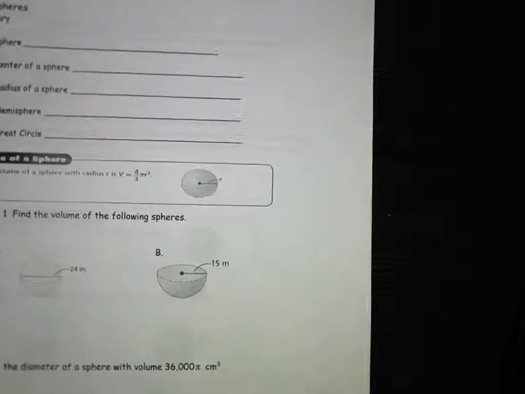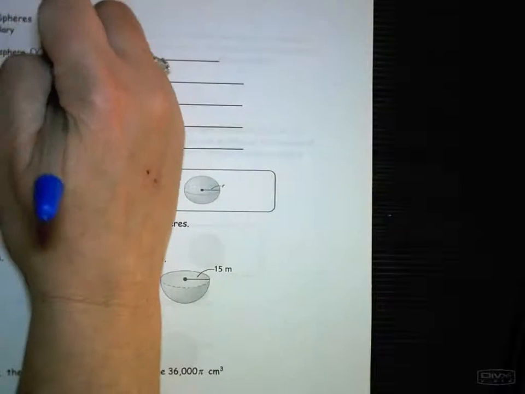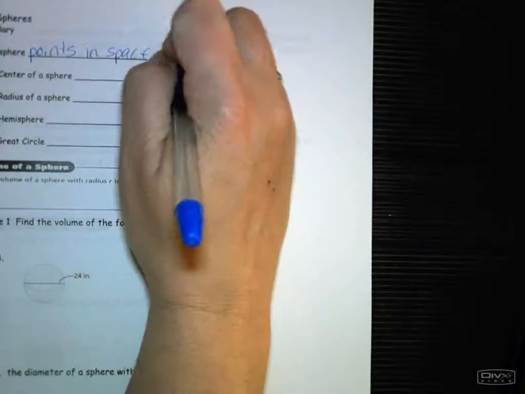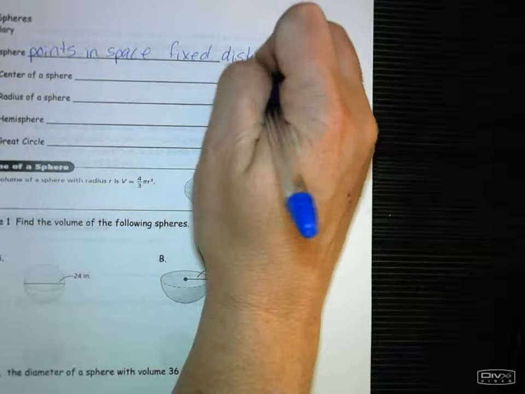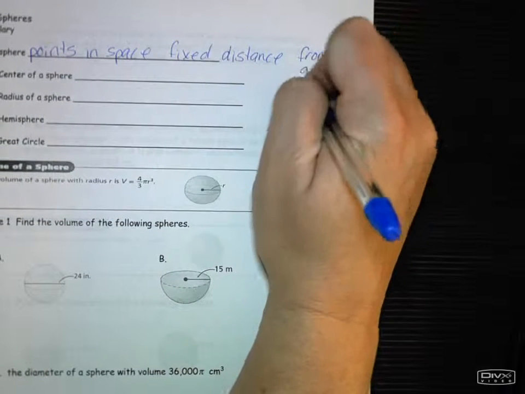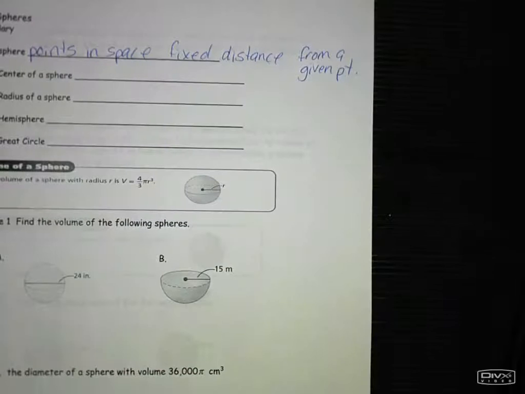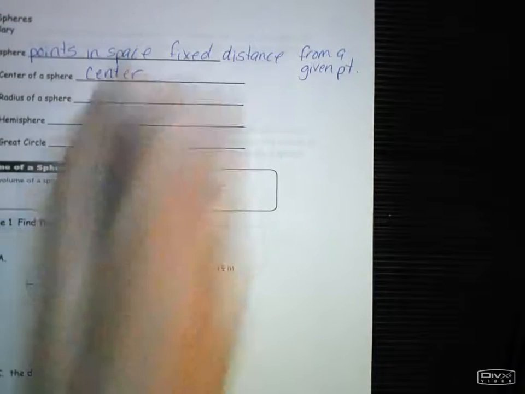Chapter 10, Section 8 is spheres, and our definition of sphere is points in space that are a fixed distance from a given point. Points in space that are a fixed distance from a given point. And I don't have a better definition for the center of a sphere other than the center.